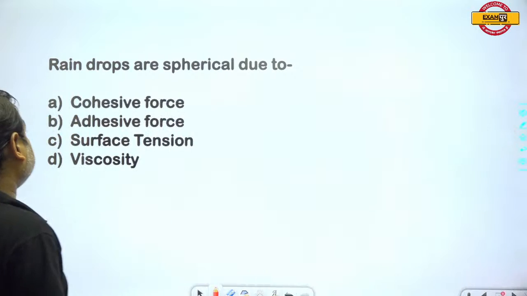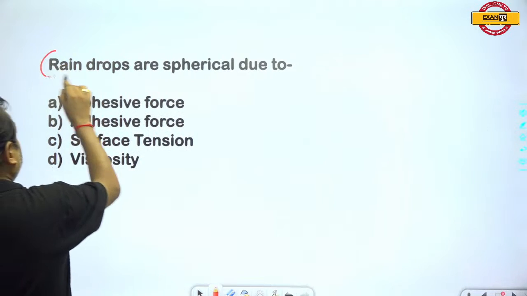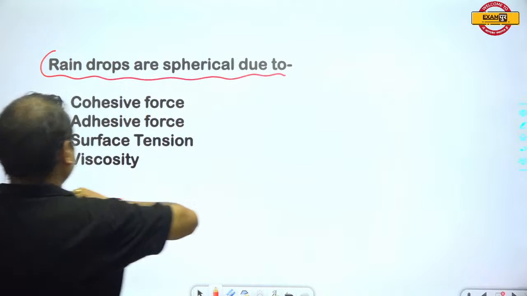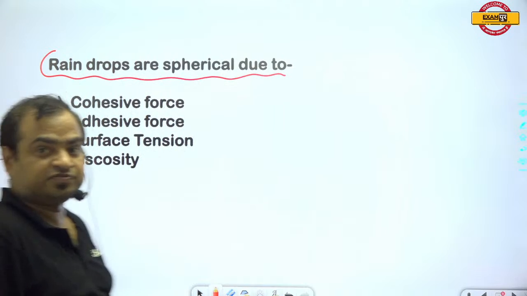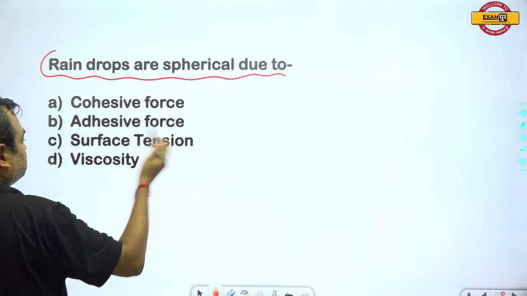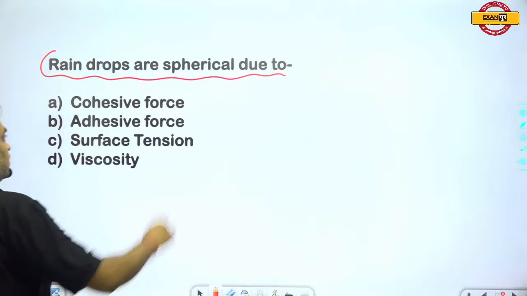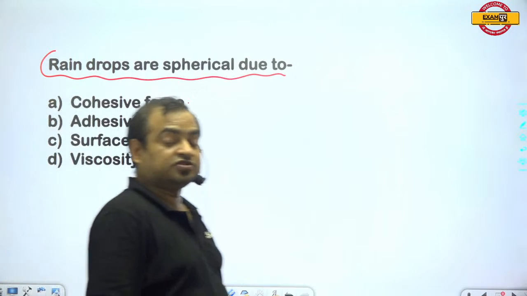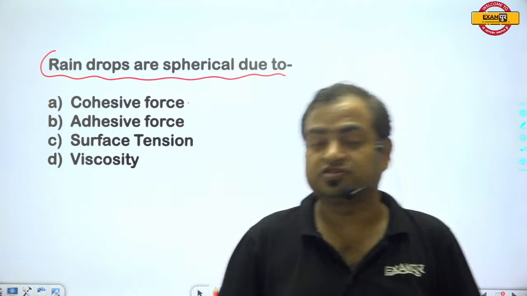Raindrops are spherical due to: cohesive forces, adhesive forces, surface tension, or viscosity. Cohesive forces. What are the cohesive forces? First of all, you should know about the cohesive forces.